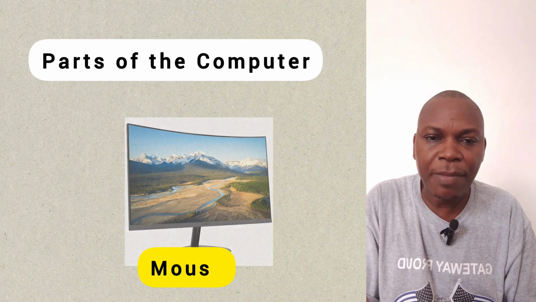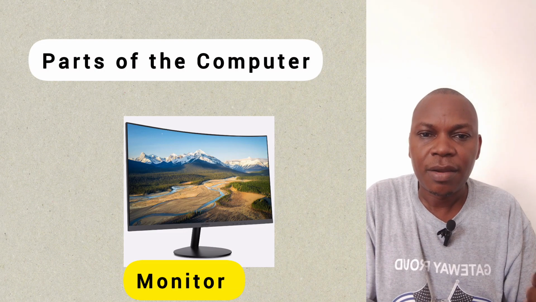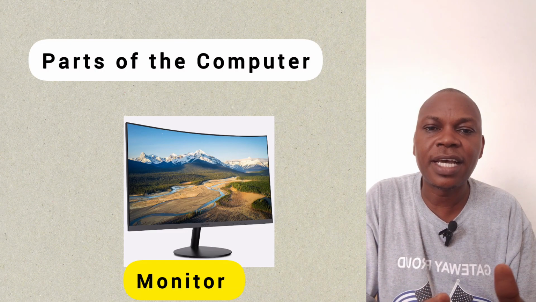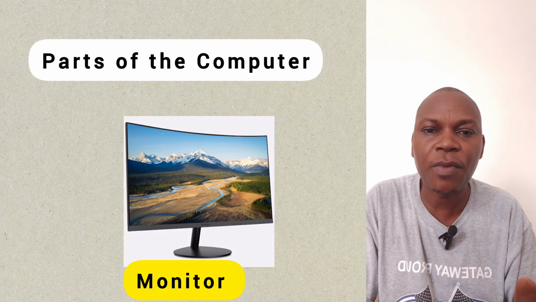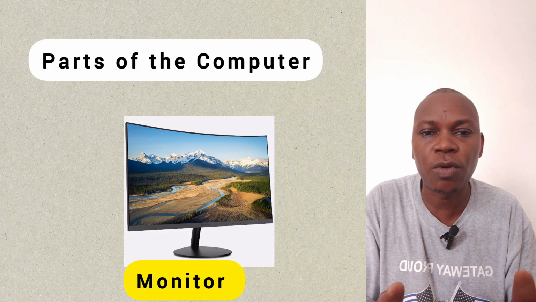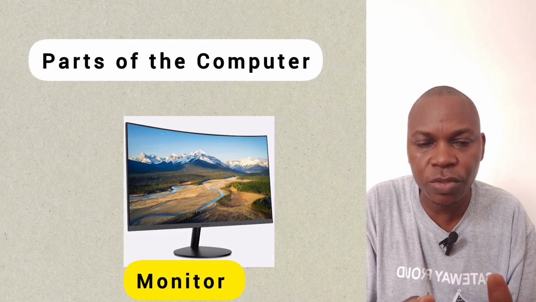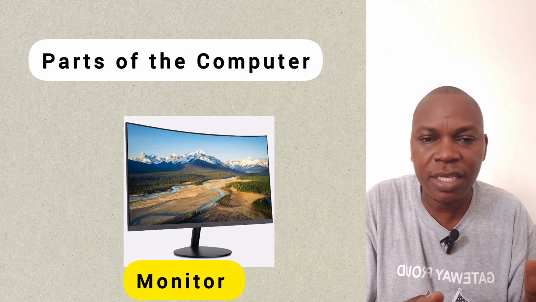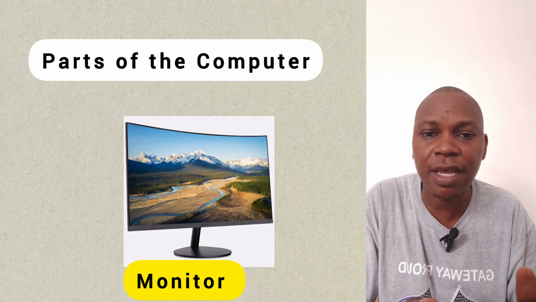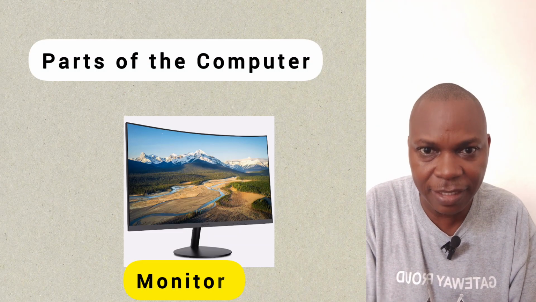Number 4 is monitor. Its work is just to display whatever the computer is processing. Without the monitor, there's no way you can be able to know what the computer has processed. So the monitor has to be present for you to see what the computer is processing. And then the monitor is an example of output devices.